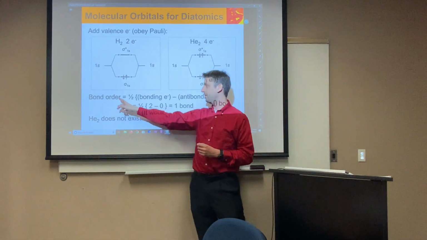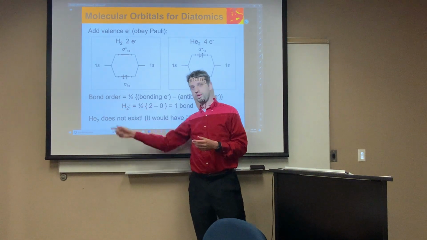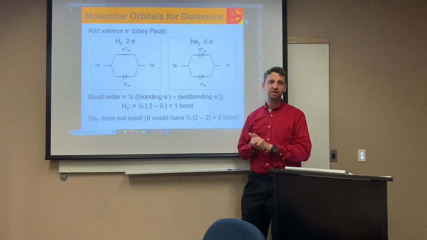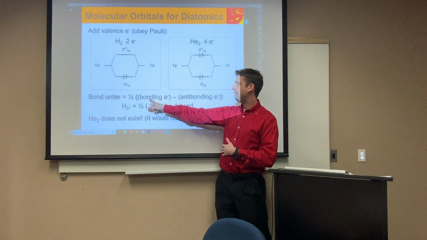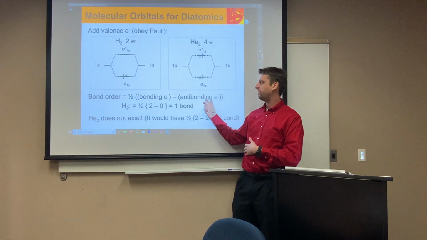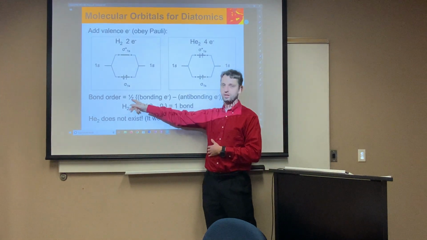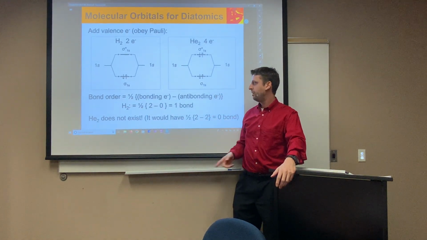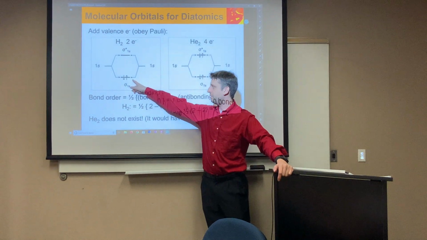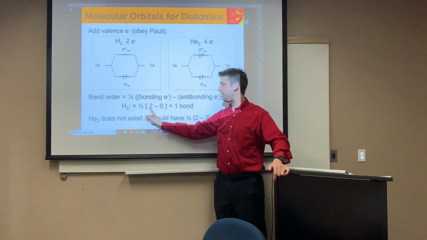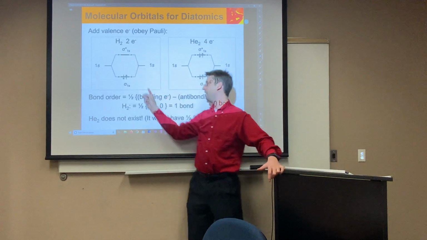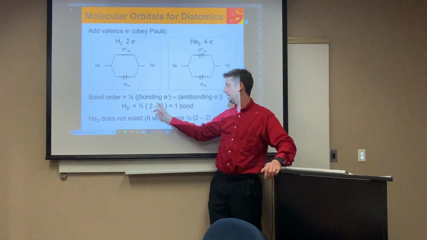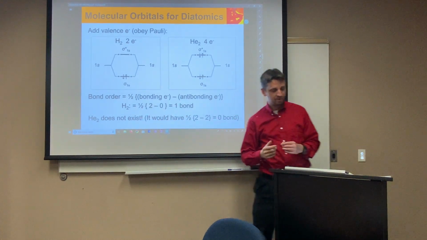What we refer to as the bond order, you can basically think of as how many bonds there might be, whether 1, 2, 3, or 4. We take our bonding electrons minus anti-bonding electrons, and divide by 2, because it takes 2 electrons to make a bond. So for H2, we have 2 electrons in our bonding and none in our anti-bonding. 2 times 1/2 is 1 bond there.